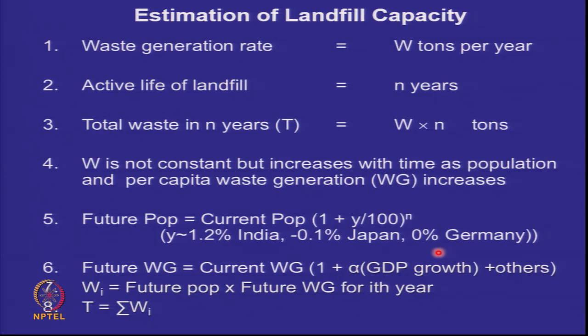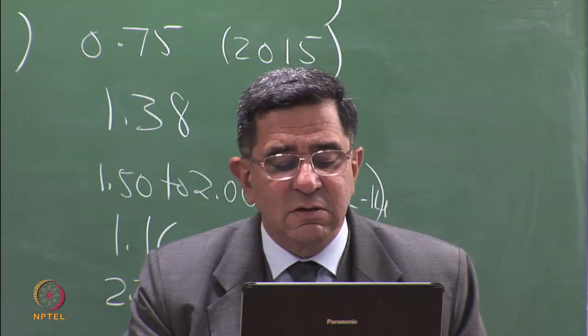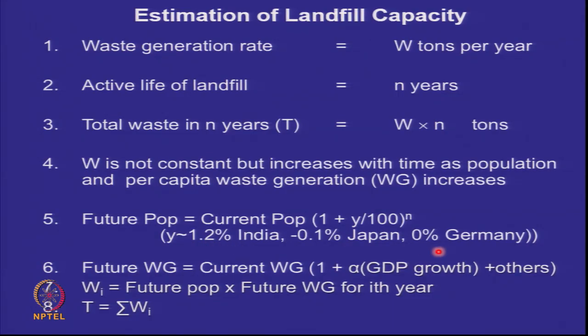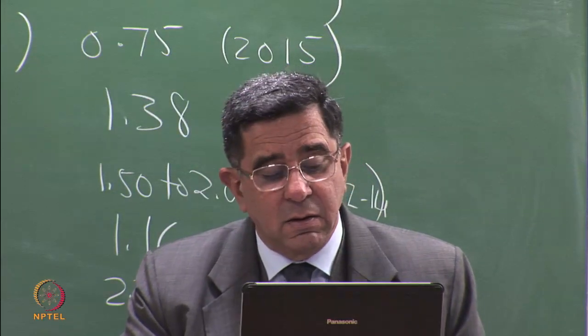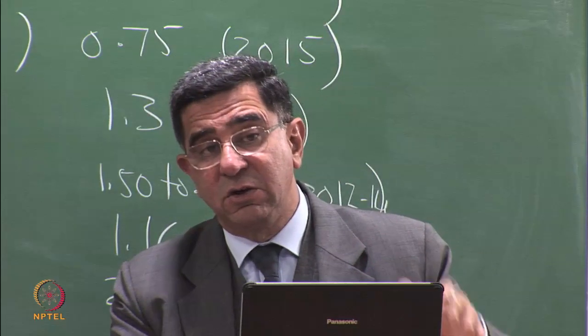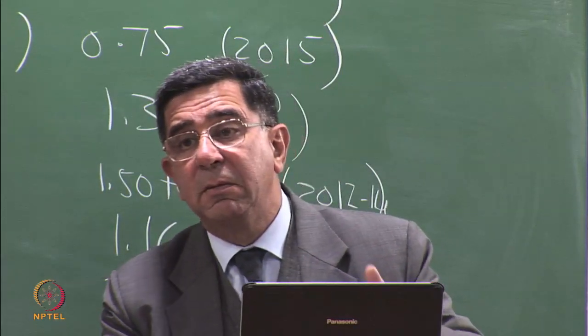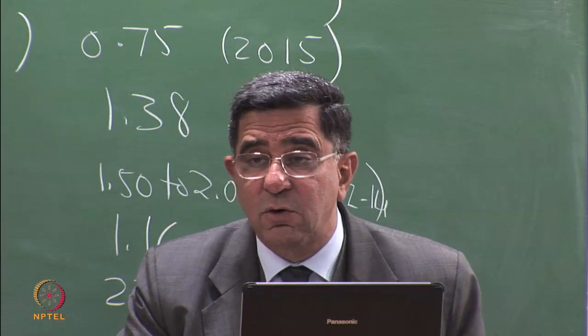Germany has wavered on both sides of zero. It was a little low earlier. Now it seems to be picking up. But these are estimated rates, and they depend on the time span. So one is the population will keep on growing. The second is that the waste generation rate will depend on what it is today plus the rate of GDP growth. There seems to be a correlation factor alpha. We don't want to get into great detail on this, but there seems to be a direct correlation between waste generation and GDP. Even if your population is constant, if your GDP per capita goes up, what's the rate of growth of GDP in India?